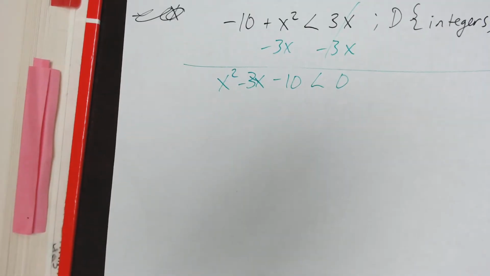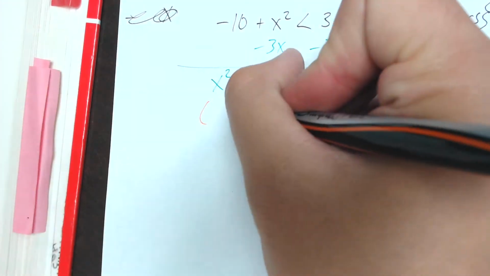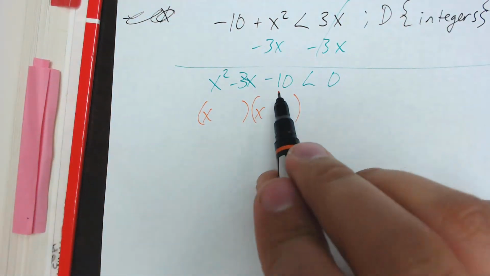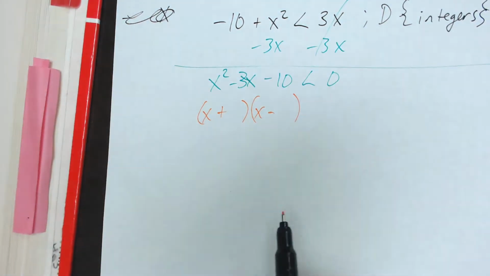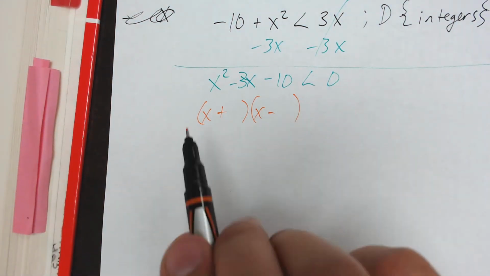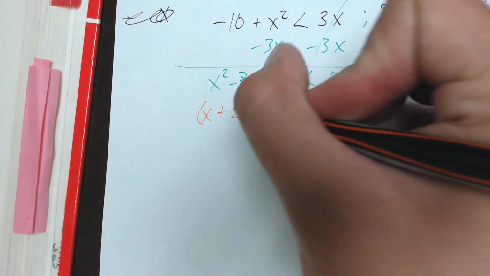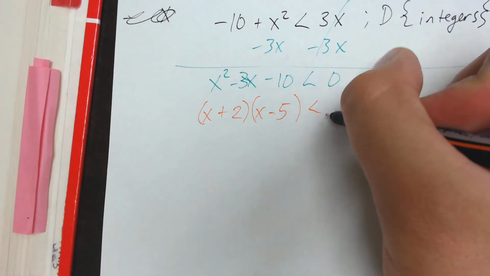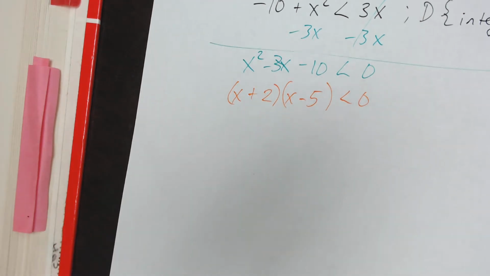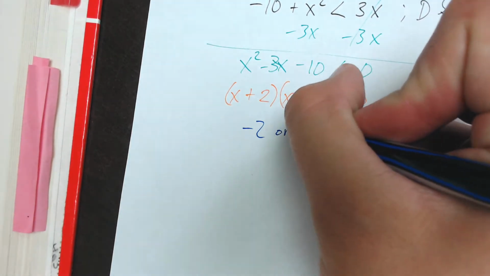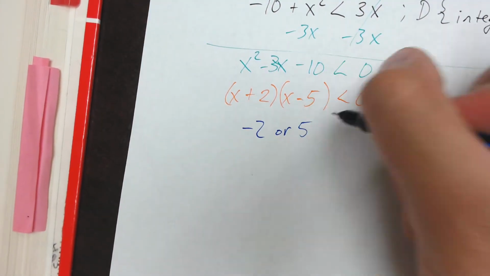Then we have to factor this into two sets of parentheses, x and x. Last term is negative, so a plus and a minus. What factors of 10 will add up to negative 3? 2 and 5. If 5 is negative and 2 is positive, we get negative 3. That is less than 0. Now we solve for our values of x. Opposite of 2 is negative 2. Opposite of negative 5 is positive 5.